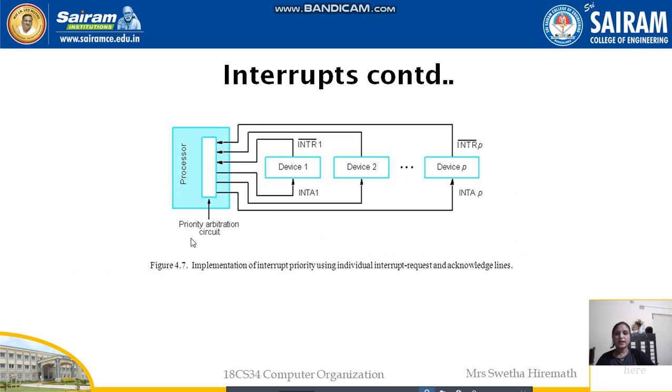This is the diagram we can see here. This is the priority arbitration circuit, and all the devices are connected over the bus to the processor. If a device wants to request service from the processor, it has to set up its INTR request line. Whichever device sets it up, the request is immediately sent to the priority arbitration circuit, and among the devices requesting service, the one with the higher priority is given the service by the processor. This is how it works.